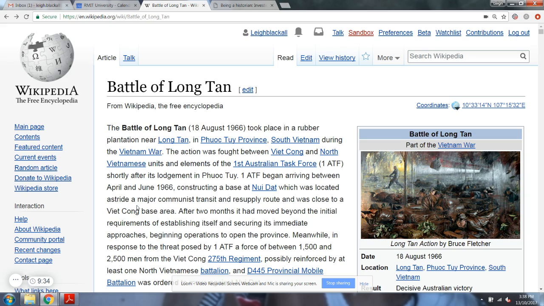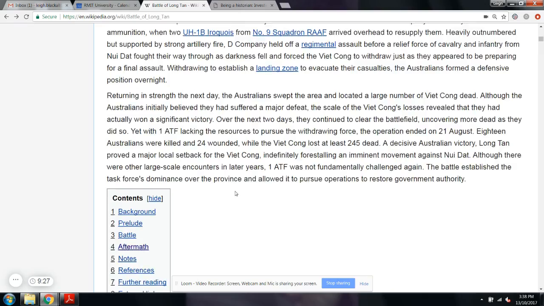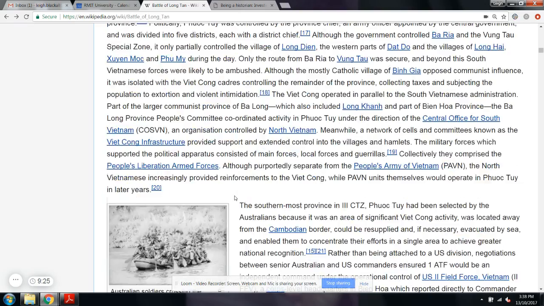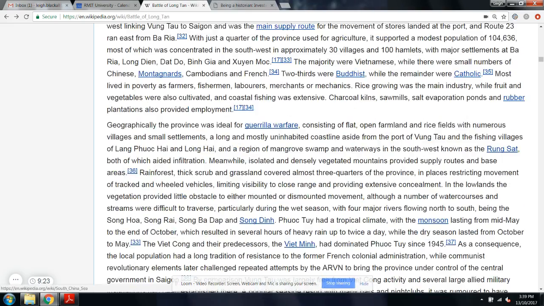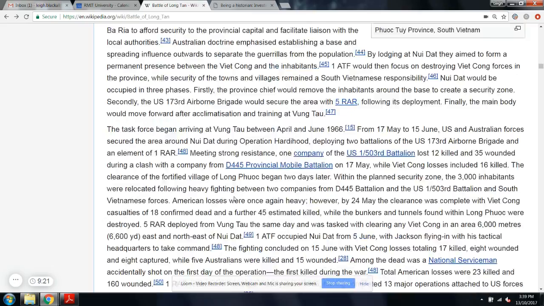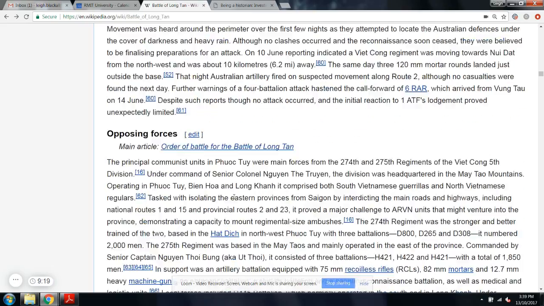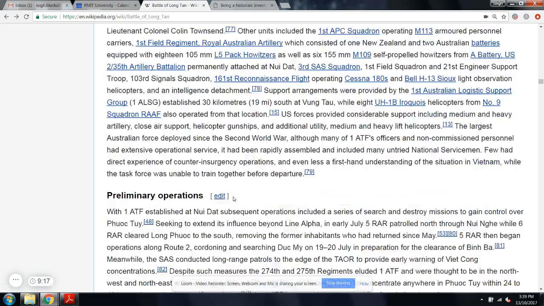This method is to cross-check between the different language versions of Wikipedia. So looking at the English version, just have a quick scroll through there. It's a massive article, as are most military history articles in the English Wikipedia. They're comprehensive, well referenced, and extensive.